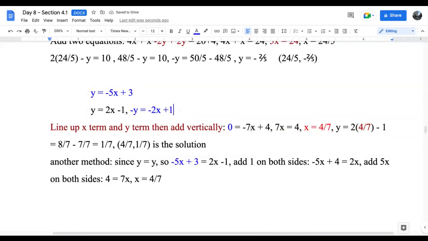Then minus 1. Right? That's the second equation. And 2 times 4, that's 8. 8 over 7. Well, 1 is 7 over 7. So 8 minus 7 is 1. So the solution is 1 over 7 for y. So the x value is 4 over 7, and the y value is 1 over 7. So this is the solution for the system above.